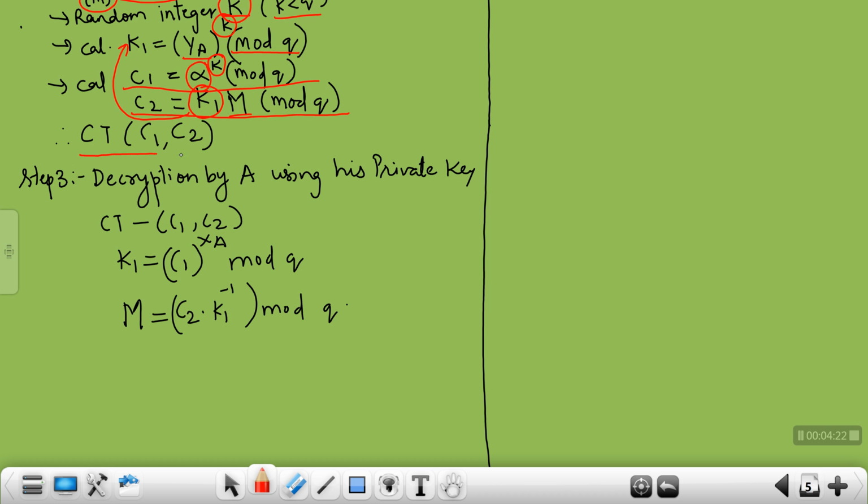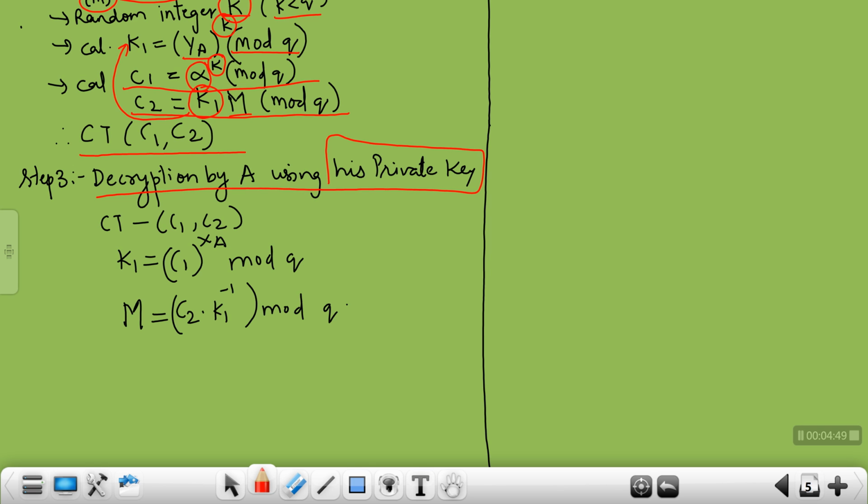So now we know that the ciphertext contains two parts, C1 and C2. Now B has already sent the message to A using the above formulas. Now A will have to decrypt it. So how will A decrypt it? A does not require any private key or public key of anybody else. A is going to decrypt using his own key.